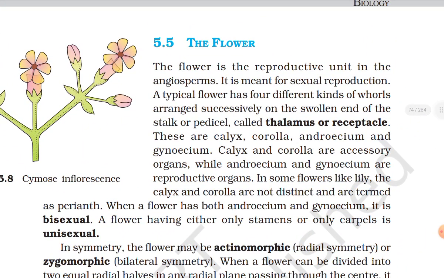The flower is the reproductive unit in angiosperms. It is meant for sexual reproduction. A typical flower has four different kinds of whorls arranged successively on the swollen end of the stalk or pedicel called the thalamus or receptacle. These are calyx, corolla, androecium, and gynoecium. Calyx and corolla are accessory organs, while androecium and gynoecium are reproductive organs. In some flowers like lily, the calyx and corolla are not distinct and are termed perianth.